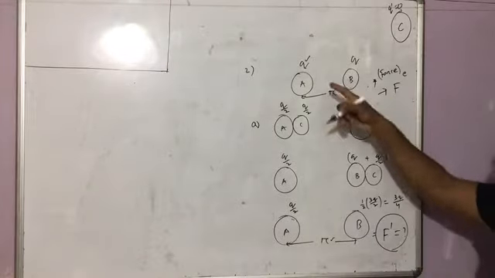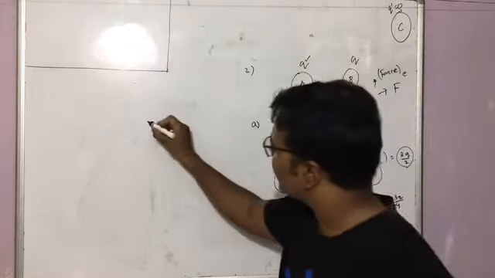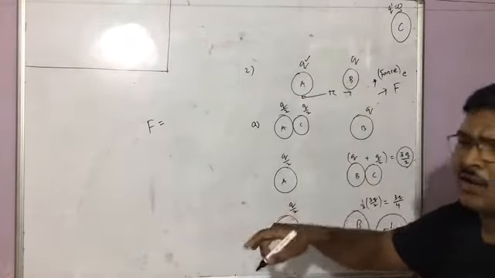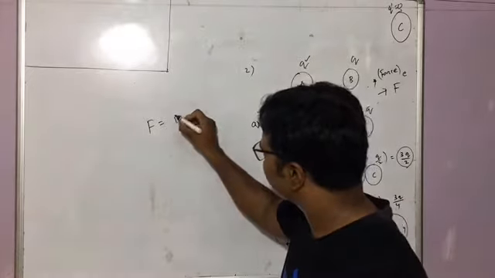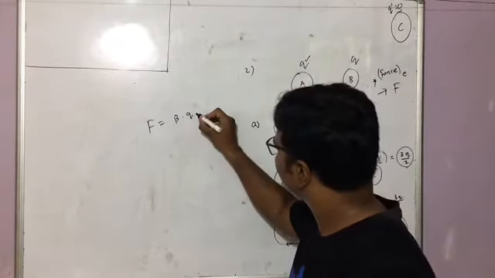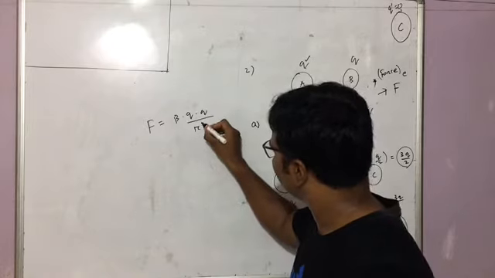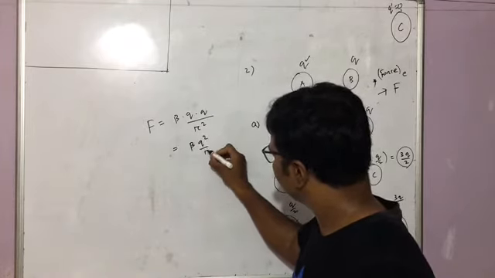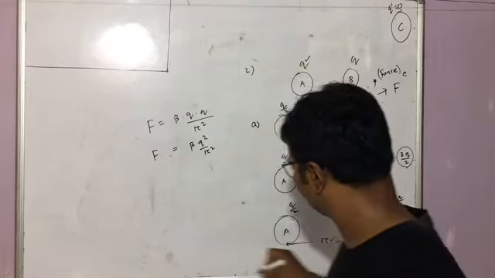So earlier, let us calculate what the earlier force was. Earlier force F is equal to, taking any constant beta, beta into Q into Q by R square, which is beta Q square by R square. It is the earlier force.